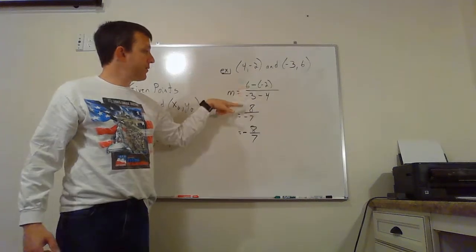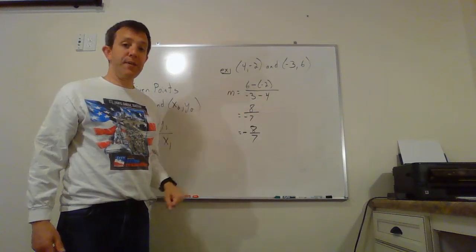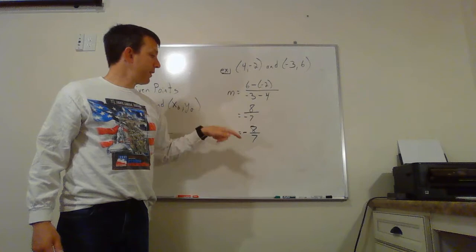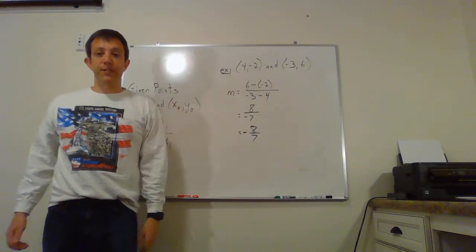So 6 minus -2, that's like adding 2, so it gives me 8. -3 minus 4 is -7. I end up with a -8 over 7.